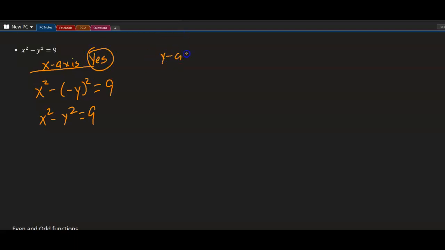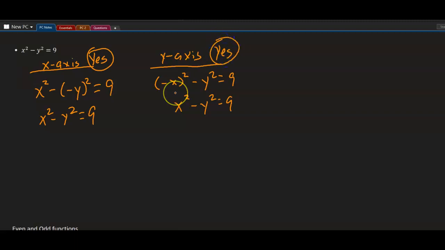All right, so y-axis symmetry. I'm going to replace x with the negative x. And if I square a negative x, I get an x squared. And so this simplified equation does look like, and it is algebraically equivalent to this one. So yes, we also have y-axis symmetry. So it's possible for things to have multiple symmetries, okay?